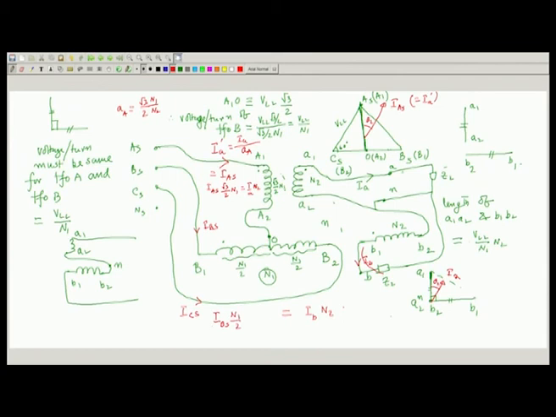But this portion is n 1 by 2, but it is carrying current. See, if this is dot, this is dot. So, this plus, so current flowing into the dot of this part is minus I C S into n 1 by 2, and this should be equal to I B into n 2.